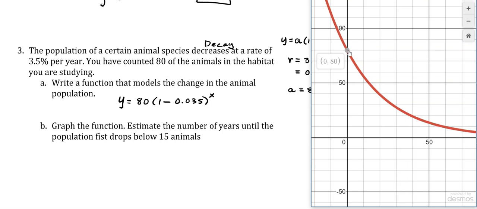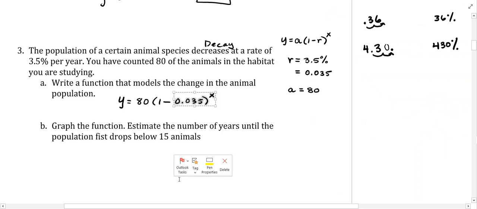Oh, look, if we trace it, right? At 10 years, we have 55 animals. At 20 years, we have 38 animals. At 34 years, we have 23. And at about 46 years, we have 15. So there you go.